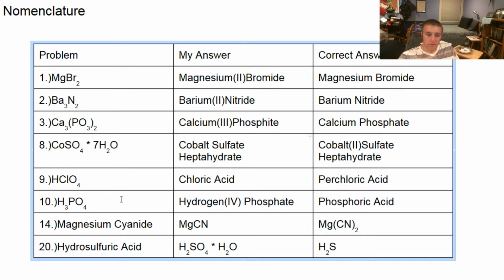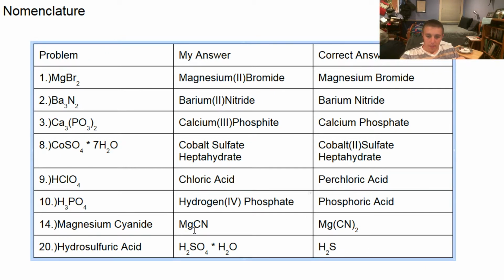Like MgBr, it always has to be 2, and you don't have to write it here. It's Mg, and then there's 2 CN to balance out the 1 Mg, because CN has a charge of -1, and Mg has a charge of +2.